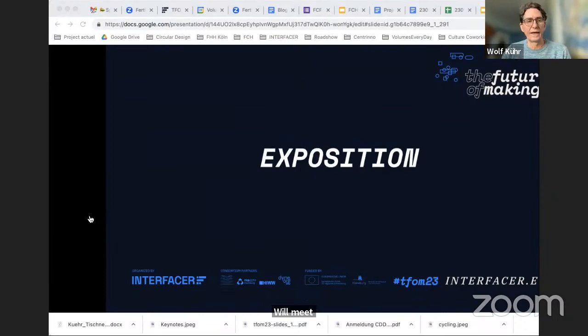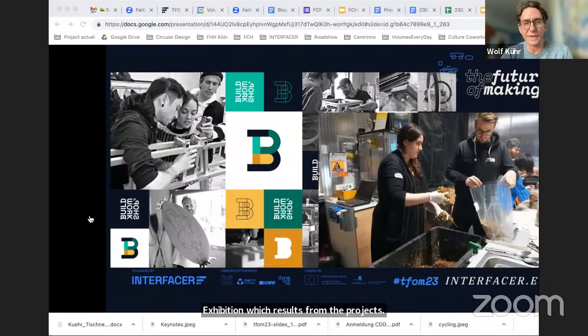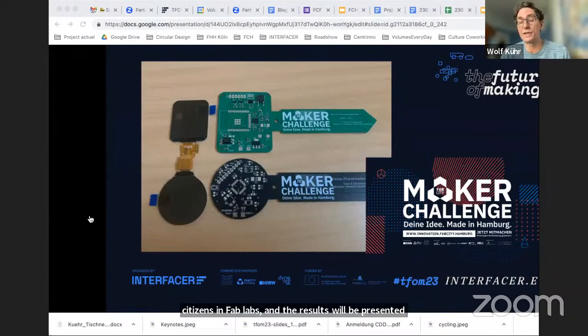And then there's another section, part of the conference exhibition, which results from the project. First, we had the 50 build workshops we did together with citizens in Fab Labs, and the results will be presented there. Then we had the Maker Challenge. This was a public call to citizens from Hamburg to submit innovative ideas that were prototyped afterwards in Fab Labs, and then also presented in the exhibition.